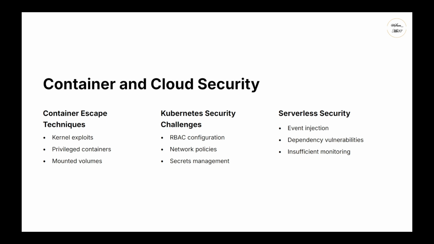In terms of Kubernetes, the leading orchestration platform for containers, it actually introduces its own set of challenges. Misconfigured RBAC, or role-based access control, can give excessive privileges, while weak or misused network policies may allow unauthorized communication between pods. Secret management is also a concern, and sensitive data like API keys and passwords must be securely stored and rotated. In serverless environments such as AWS Lambda or Azure Functions, the attack surface looks different. Here, threats include event injection, where attackers trigger unintended behavior by manipulating input, and risks from dependency vulnerabilities in third-party packages. Serverless functions also often suffer from insufficient monitoring, making it harder to detect and respond to malicious activity.